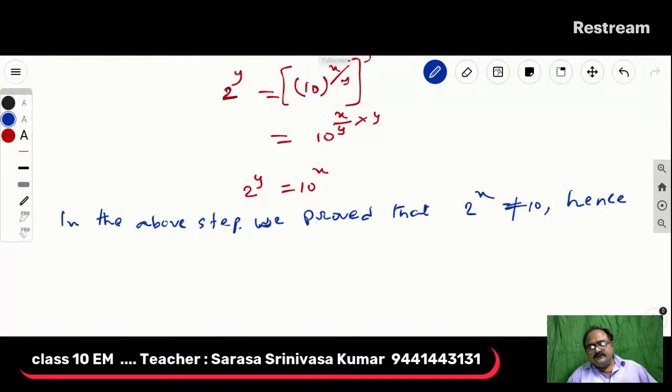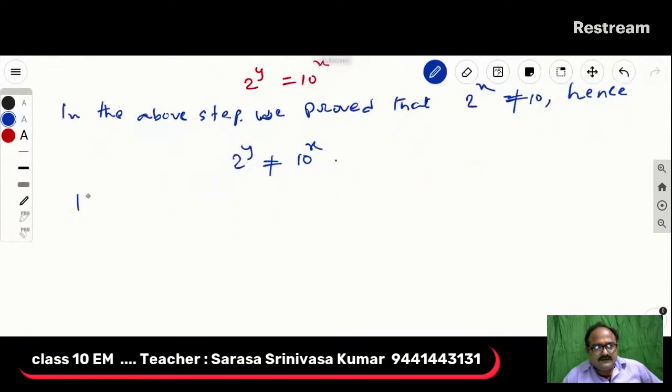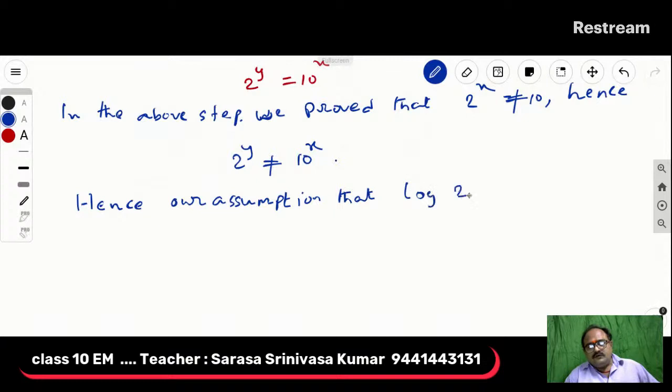Hence 2 to the power of y, this cannot be equal to 10 to the power of x. Therefore our assumption is wrong. Hence our assumption that log 2 base 10 is rational is wrong.